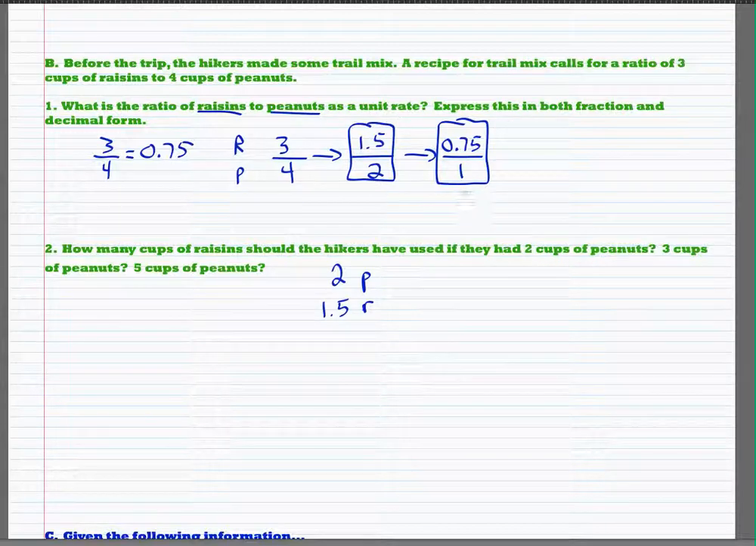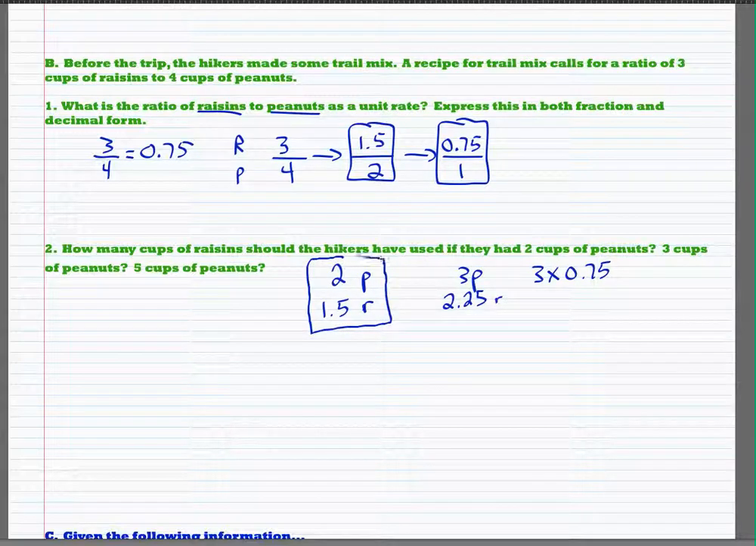Well, I know that for every 1 cup of peanuts I have, I need 3/4 of a cup of raisins. So I could just multiply here. So if I'm asking for 3 cups of peanuts, 3 times 0.75 would give us the answer, and that's going to give us 2.25. So I need 2.25 cups of raisins. All right, so there's the answer for 2. There's the answer for 3.